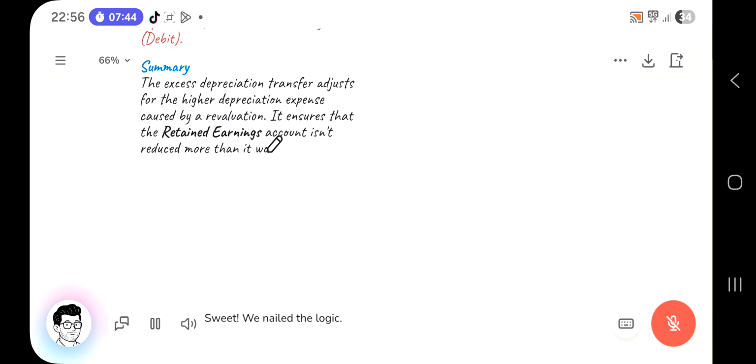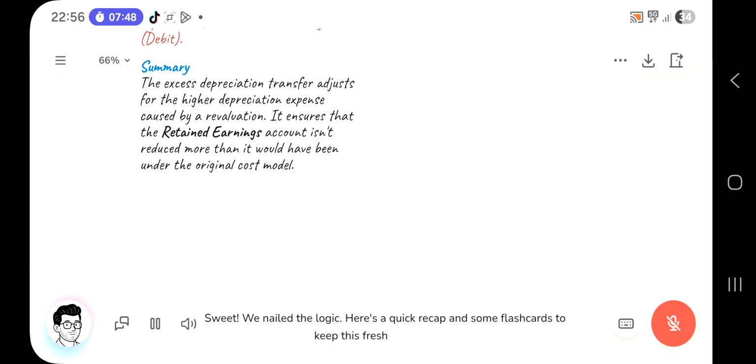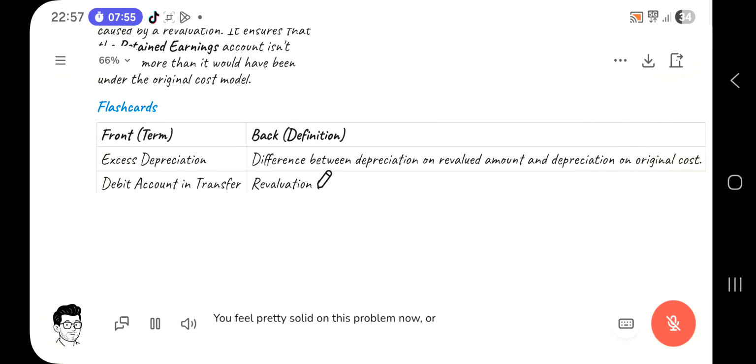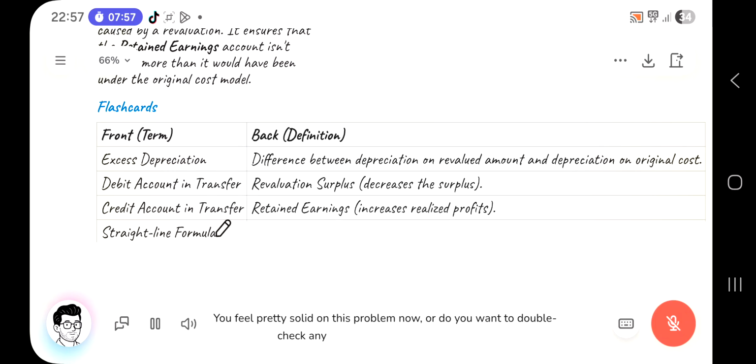Sweet, we nailed the logic. Here's a quick recap and some flashcards to keep this fresh in your brain. You feel pretty solid on this problem now, or do you want to double check any of those specific numbers again?